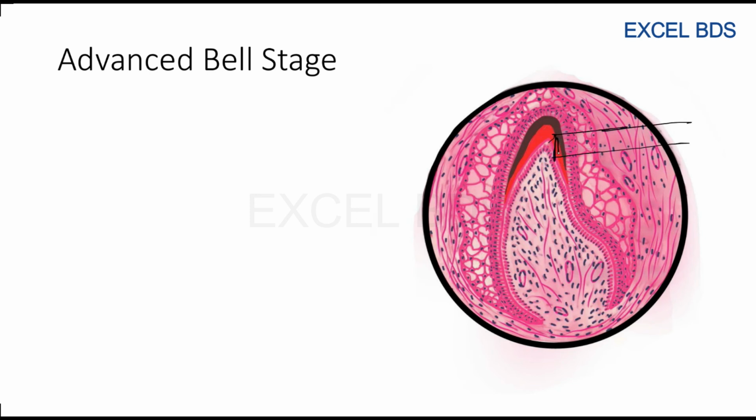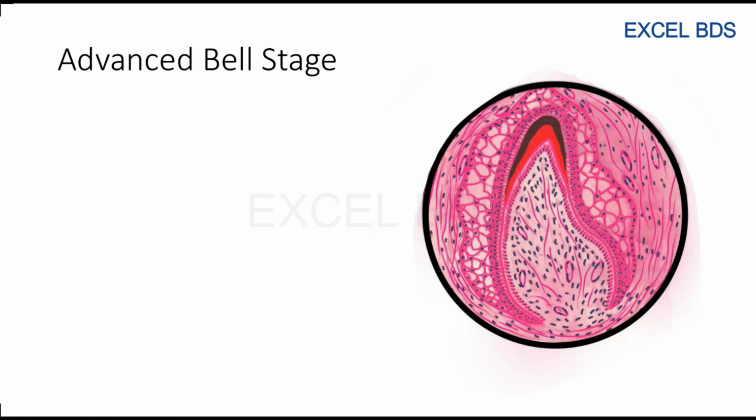And also the root formation. Here the root formation also begins, downward. That we'll cover in the next class. But what all happens actually? The hard structures are formed and the root formation also begins in the advanced Bell stage. Okay, so let's see how it happens now.